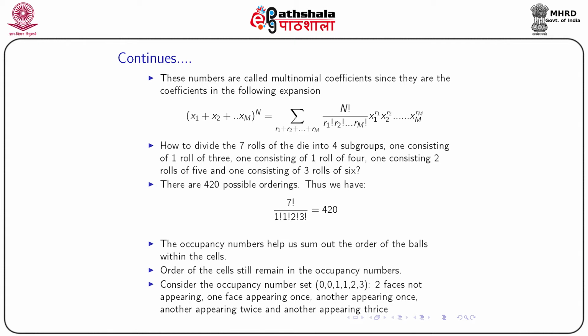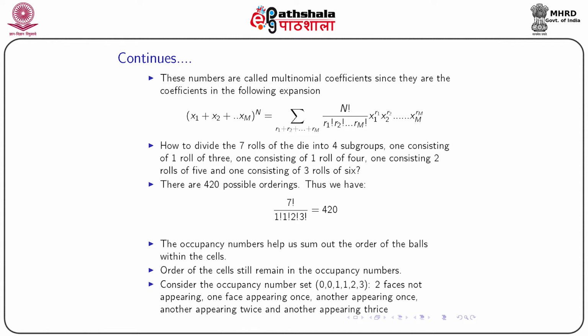How to get this 420? It will be 7 factorial over R1 factorial and so on, because I have n as 7 and R1 is 1, R2 is 1, R3 is 2 and R4 is 3. I don't have R5 and R6, so they are all 0. So in total we will have 420 possible orderings.